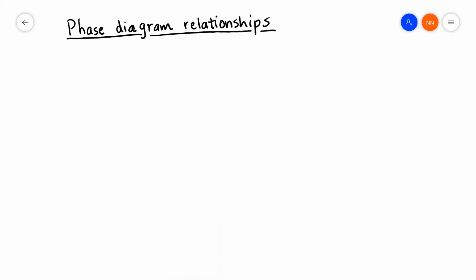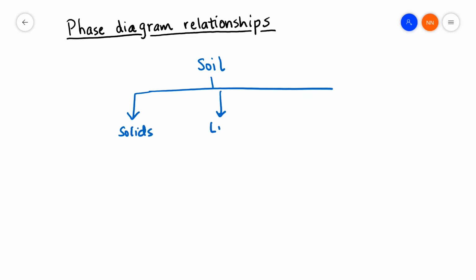Today we are going to look at phase diagram relationships in soil. This is given in chapter 2 of the book that you're following. So let's get started. What is this three-phase system of soil that we're talking about? Soil can be divided into three mediums. The first one we can call solids, the second is liquids, and the third is gases.